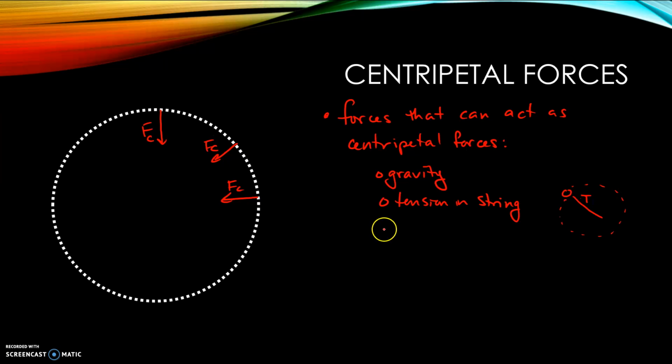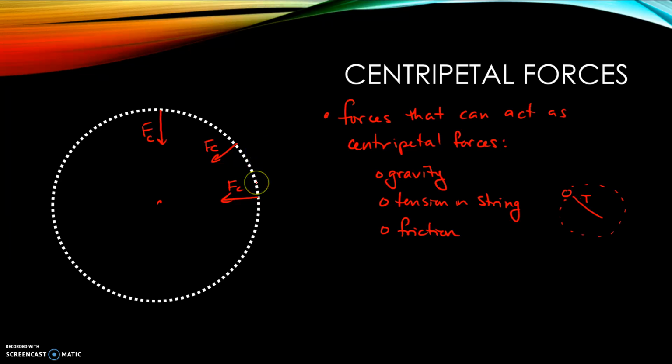Something else, and this occurs on roadways. As your car is making a turn, friction between the tires and the road pushes the car towards the center of the circular path. Imagine you're making a turn here, it's like part of a circle. Friction will keep pushing your car towards the center and allow you to make that turn.